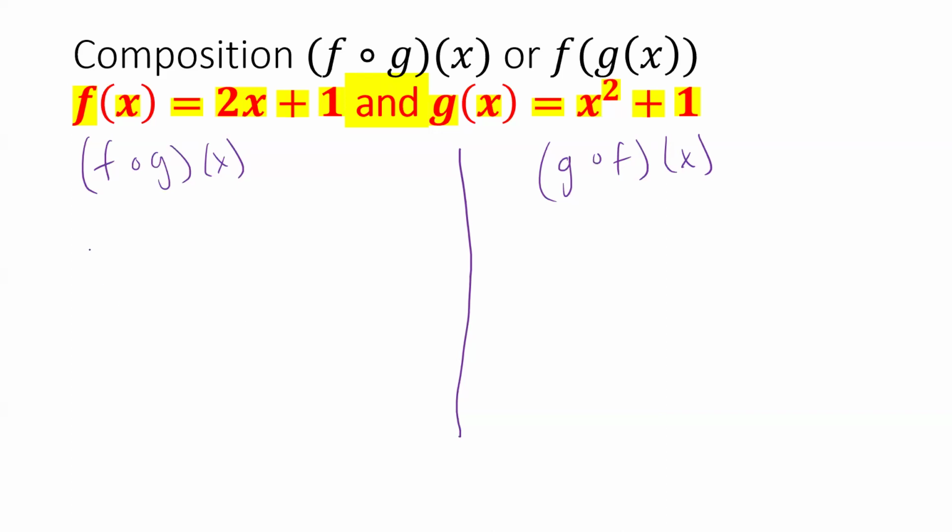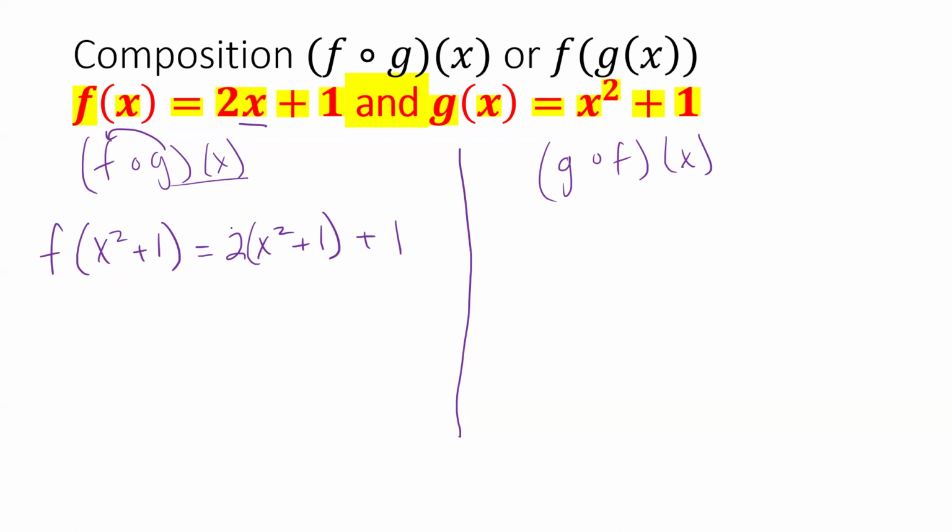All right, so f composed of g means that I'm taking g of x and I'm plugging it into f. Does that make sense? So f, and what is g of x? x squared plus 1. That means everywhere in f, wherever there's an x, is going to become x squared plus 1. So we now have 2, instead of x, we're writing x squared plus 1, plus 1. We're going to simplify this.